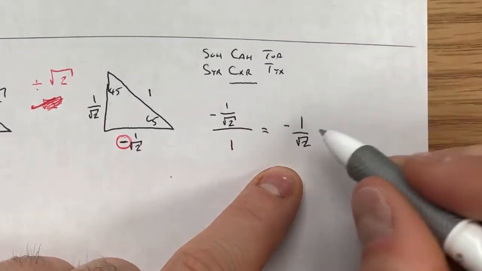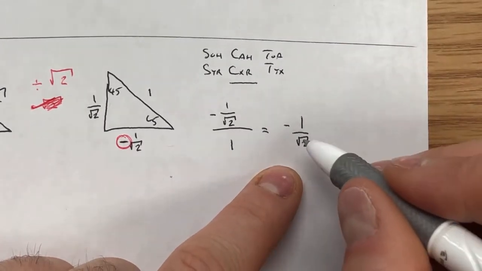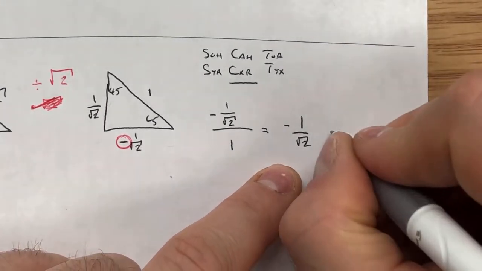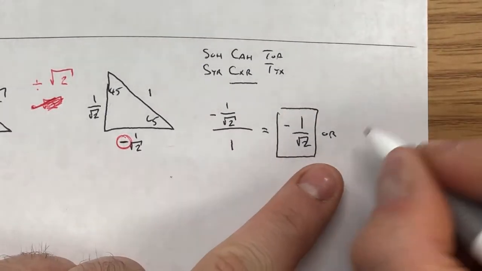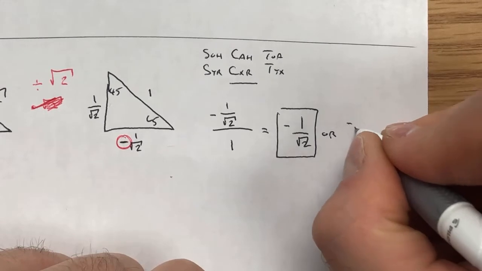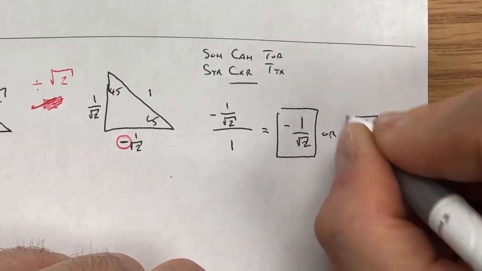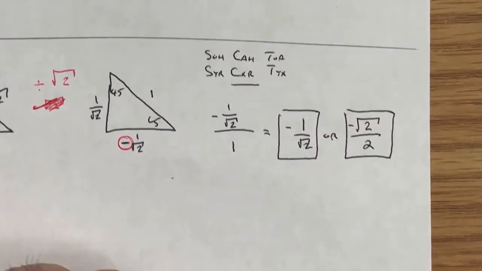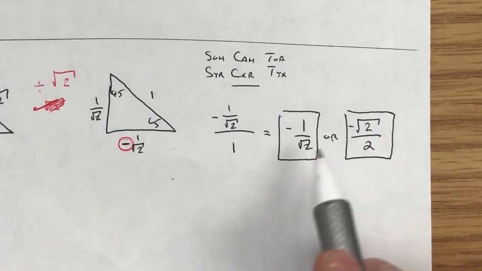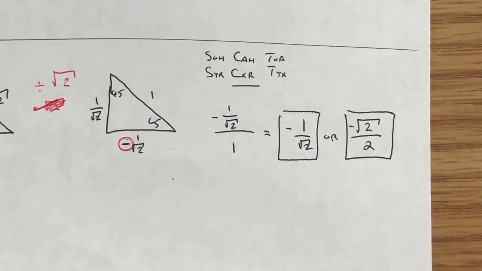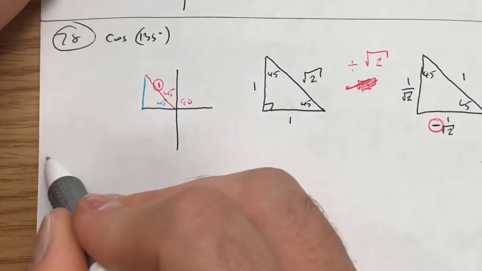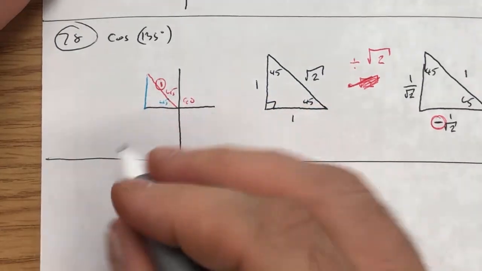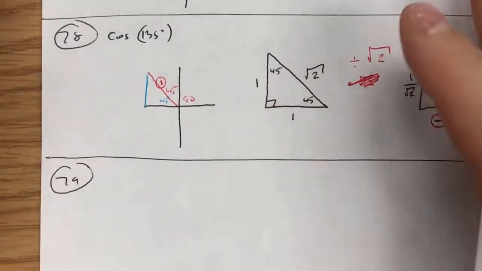And at this point, if there's an answer that looks like this, select it. Otherwise, we know the rationalized version, which is probably what you're seeing, is going to be negative root 2 over 2. And the way we get to negative root 2 over 2 is I multiply top and bottom by a square root of 2 in order to rationalize it. There we go. So that was number 78. Let's take a look at number 79.